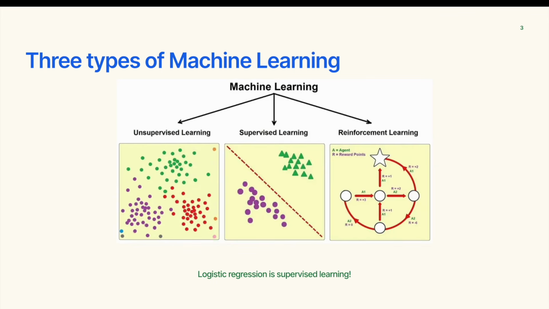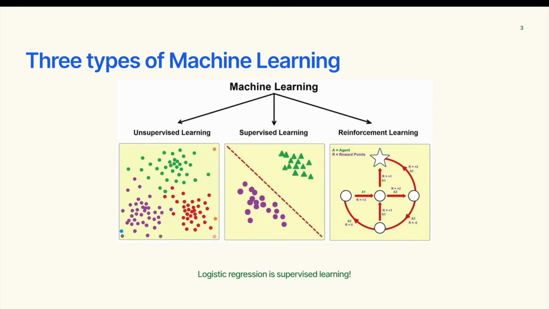So there are three main types of machine learning. On the left, we have unsupervised machine learning, where the model works with unlabeled data and tries to find patterns or groupings on its own. And then in the middle, we see supervised learning, where the data is labeled and the model learns from input-output pairs. This is the type we will be focusing on because logistic regression is a supervised learning algorithm.